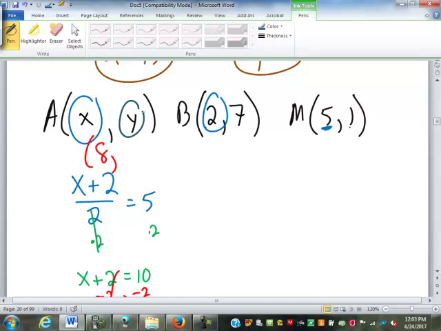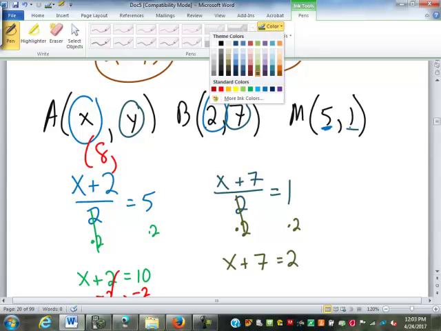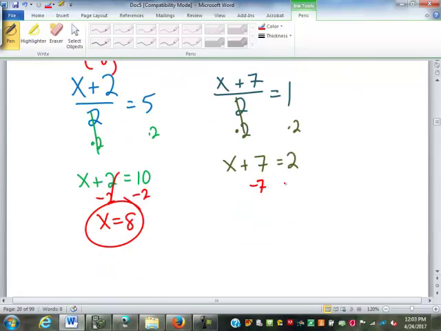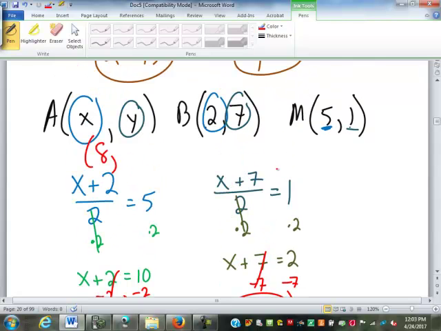The y-coordinate is found by averaging: y plus 7 divided by 2 has to give us that 1. And now we'll solve that. We'll multiply by 2. x plus 7 equals 2. And then, of course, we subtract the 7. x equals 2 minus 7, which is negative 5. So that gives us a y coordinate up here of negative 5.